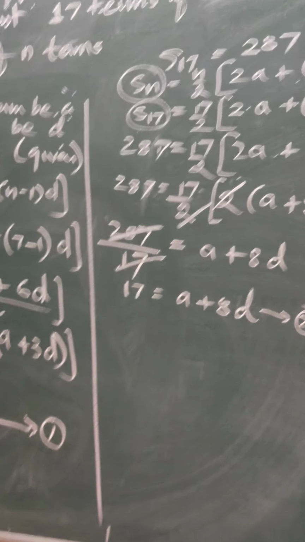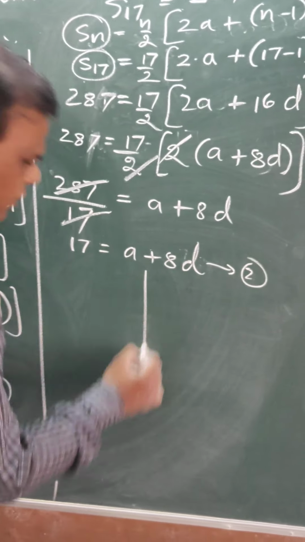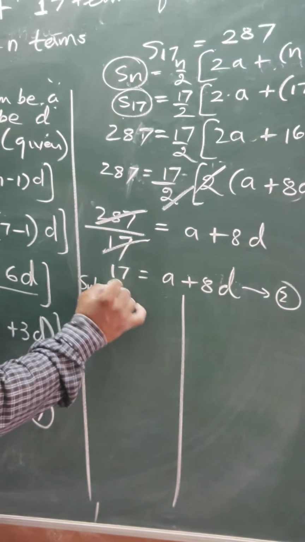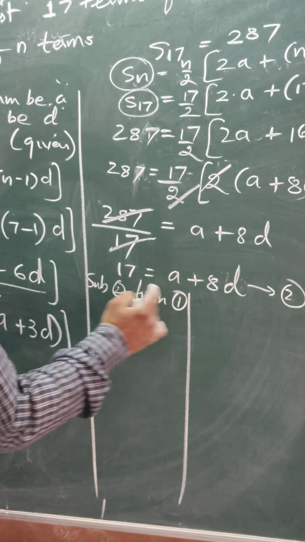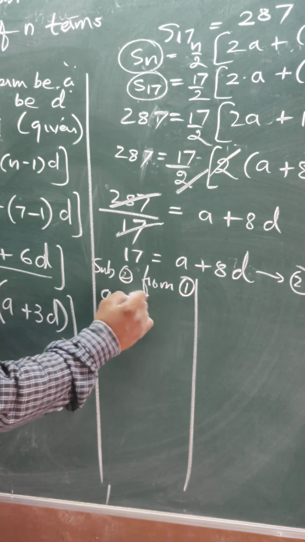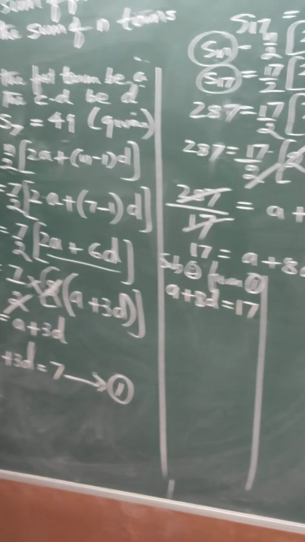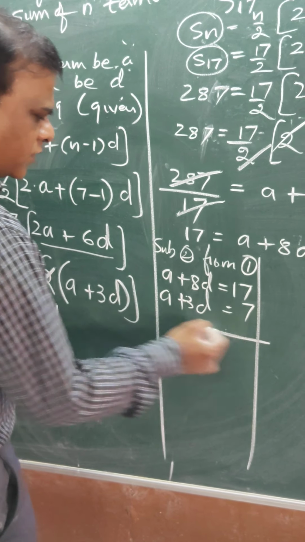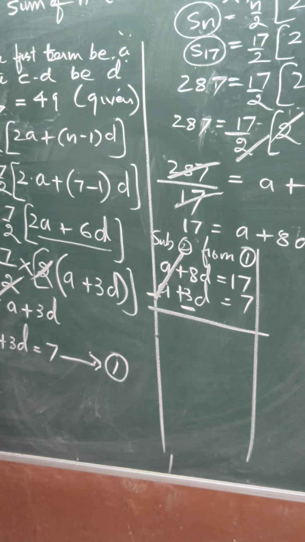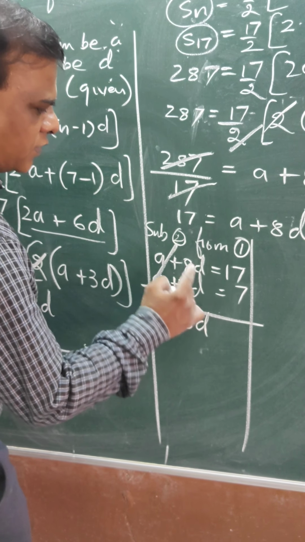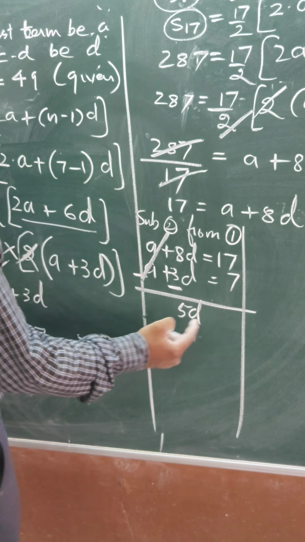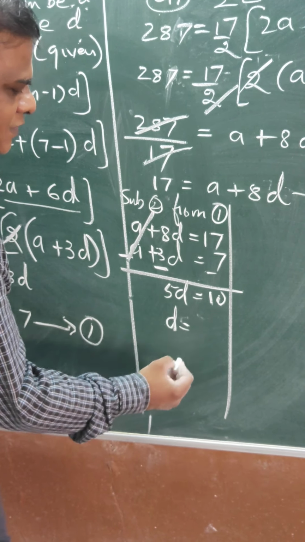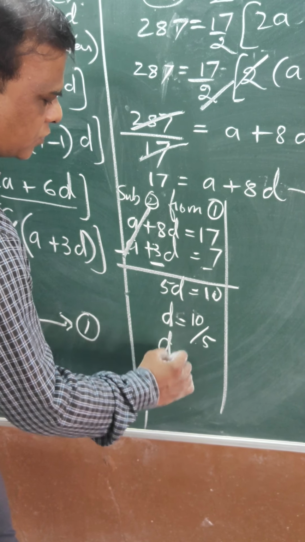Now this is your equation number 2. If you see equations 1 and 2, you can solve them by the elimination method. So I am going to subtract equation 1 from 2. I will take this equation first: a plus 8d is equal to 17, and the first equation a plus 3d is equal to 7. If you subtract, a will get cancelled. 8 minus 3 is 5d, is equal to 17 minus 7, that is 10. So d is equal to 10 divided by 5. So d is equal to 2.